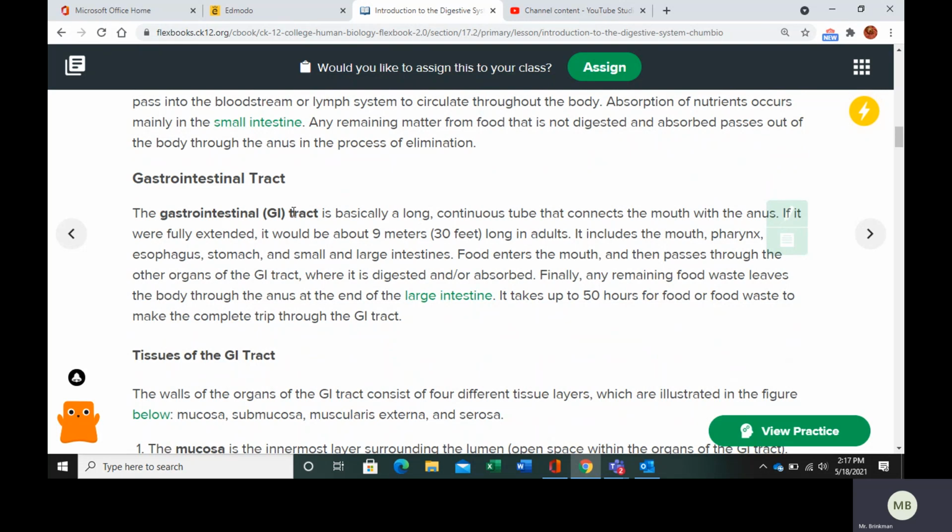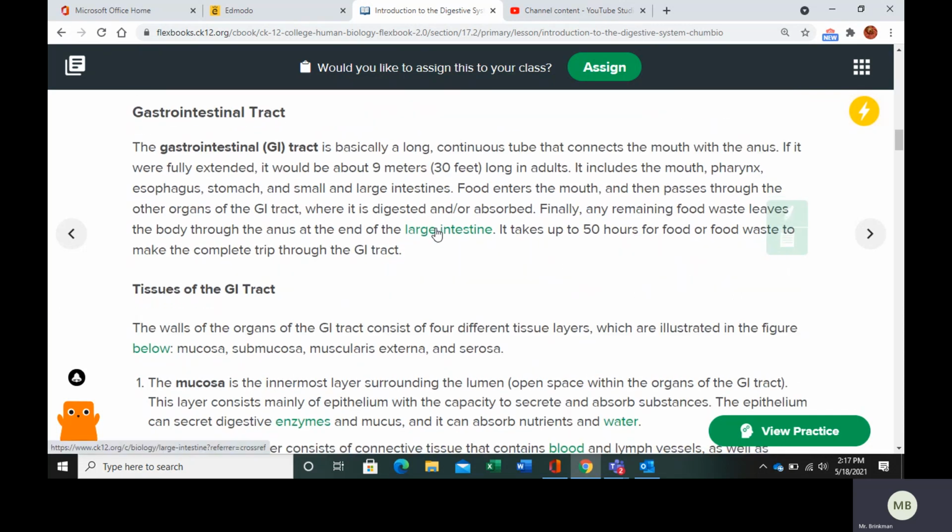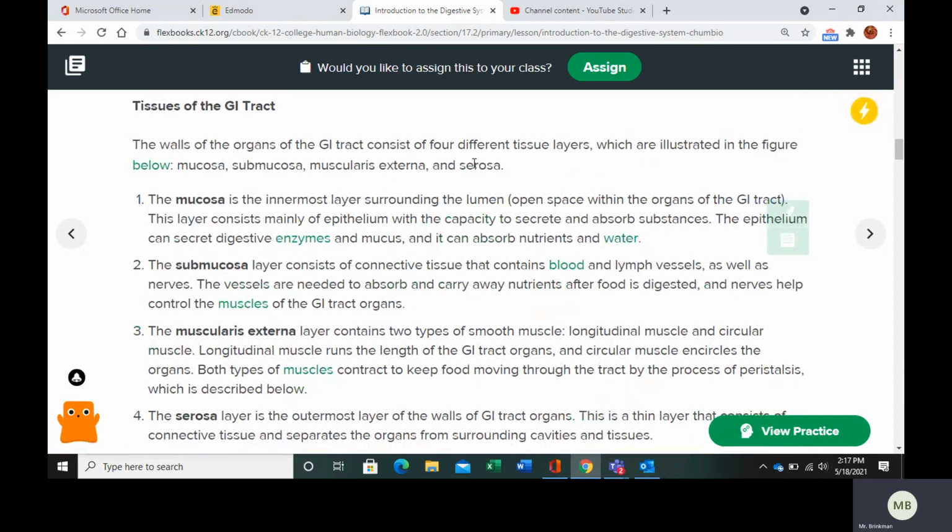The GI tract is a long continuous tube that food goes through on its journey through the body. There are 4 different types of tissue layers in the GI tract. There's the mucosa, the innermost layer surrounding the lumen or open space. The submucosa is connective tissue that contains blood and lymph vessels and nerves.